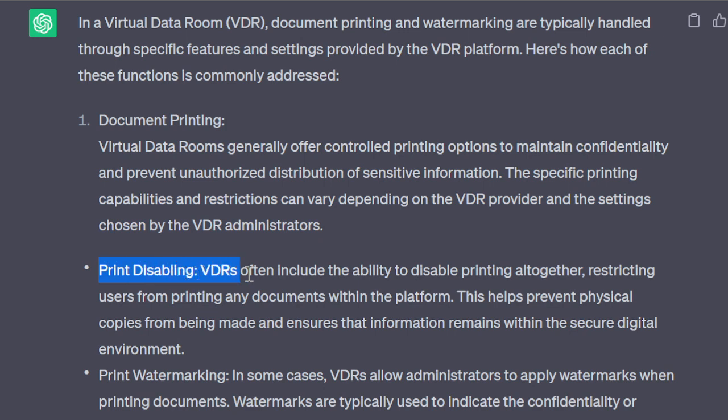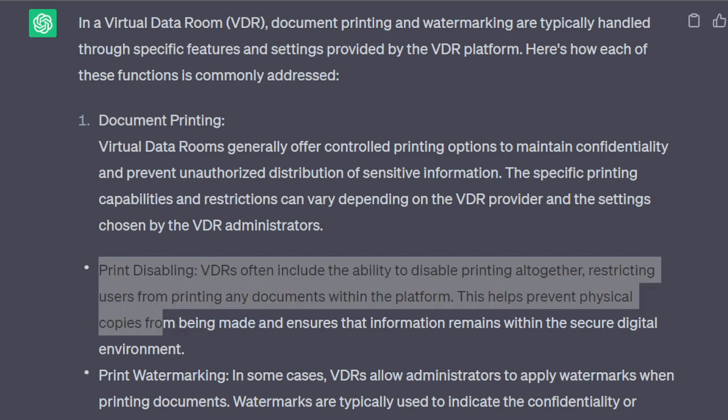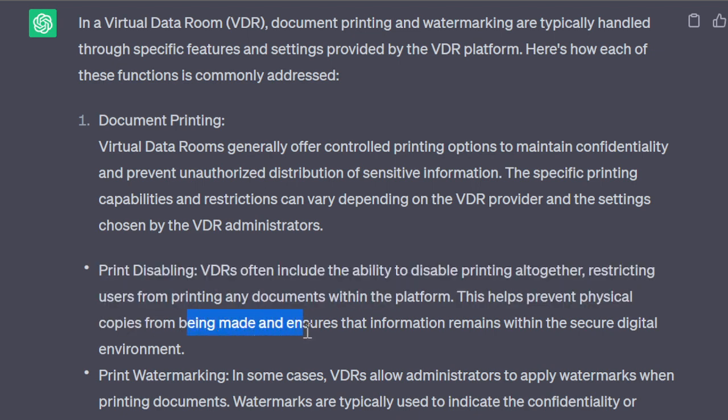Number 2. Print disabling. VDRs often include the ability to disable printing altogether, restricting users from printing any document within the platform. This helps prevent physical copies from being made and ensures that information remains within the secure digital environment.